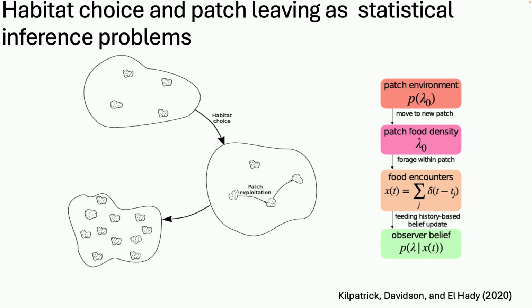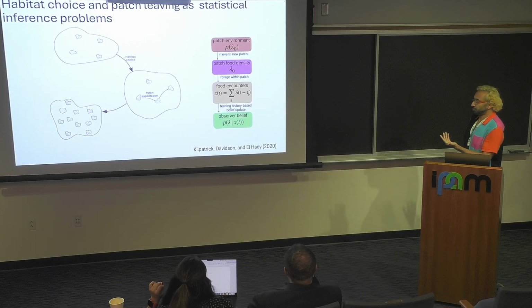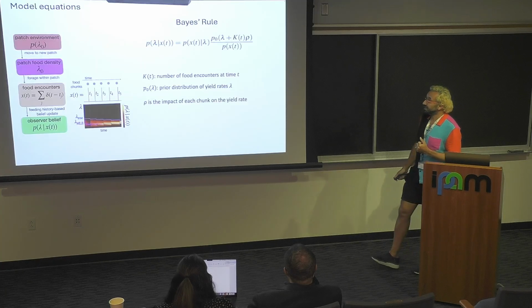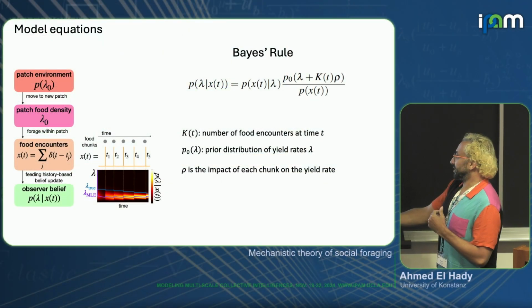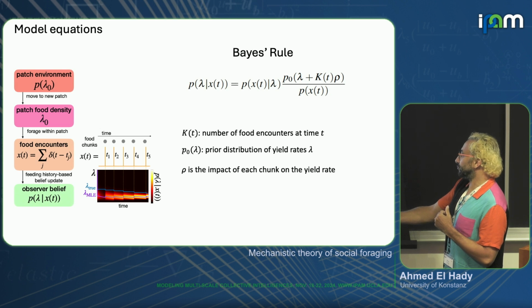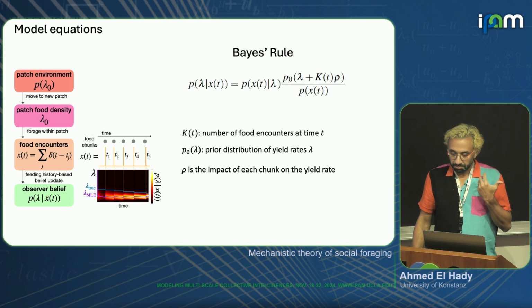And the statistical inference routine I'm talking about here is that the animal, for example, has a prior over how rich a patch is. I have a prior, I go into a patch, it has some food density, I encounter the food, and then I update my belief, constructing a posterior probability, which can be written with the known Bayes rule. And if you look at the maximum likelihood of this rate over a long time, you can approximate the true underlying rate.